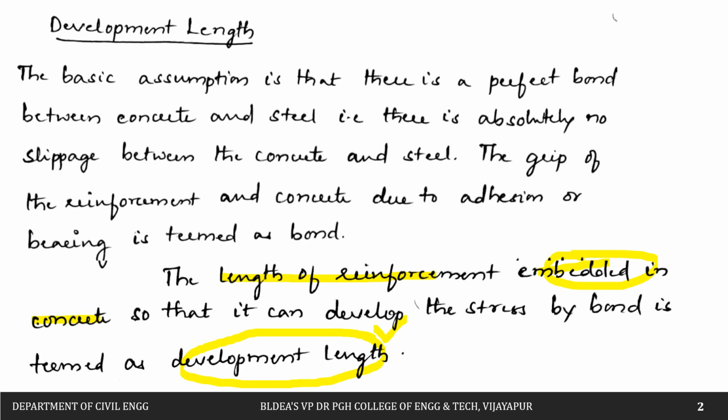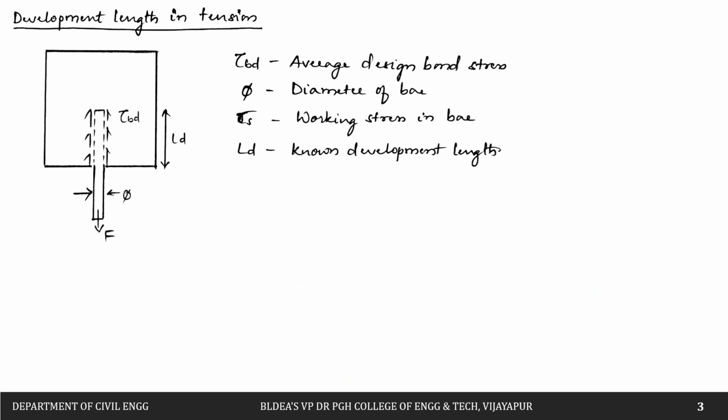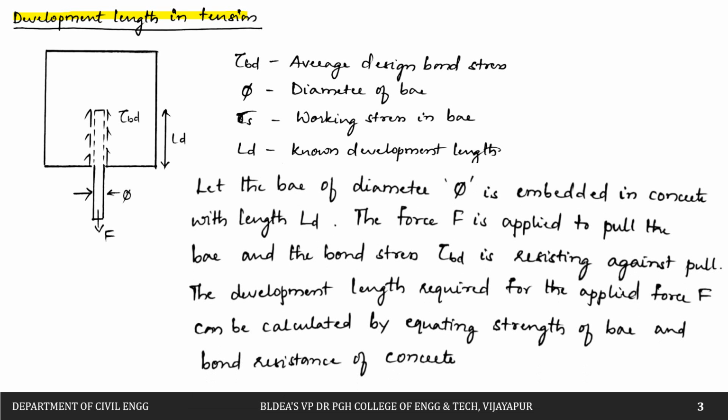Now let us see how to calculate this development length. Let us try to derive the formula for development length in tension. Let us assume we have one bar, which is of diameter phi.